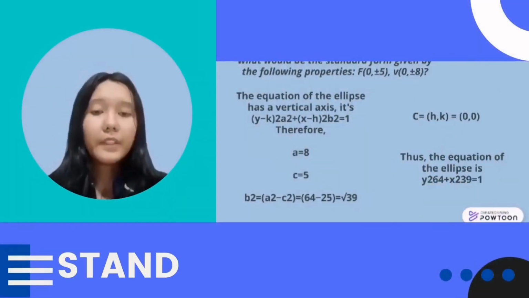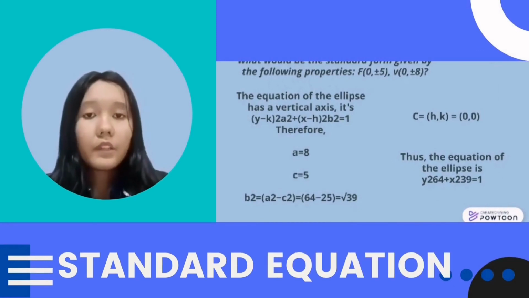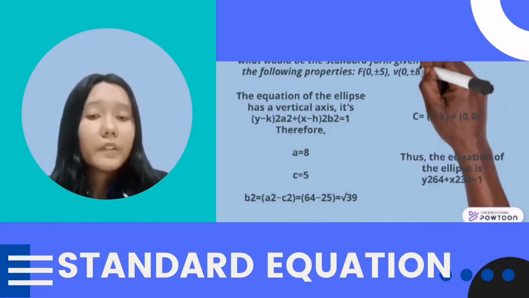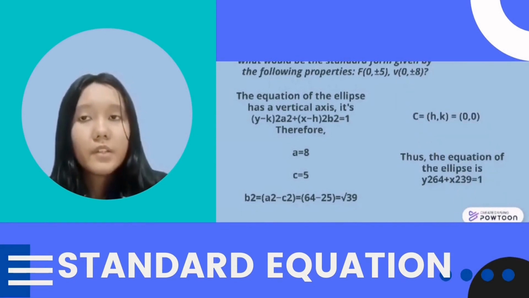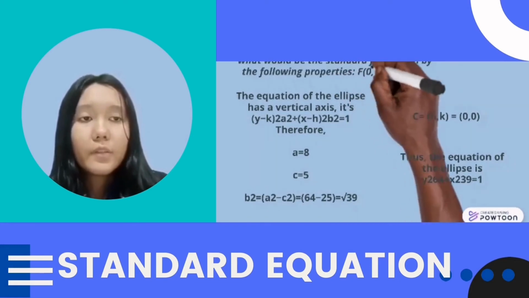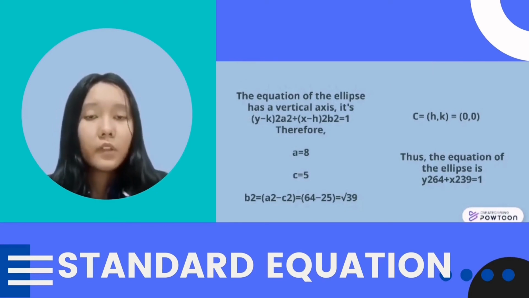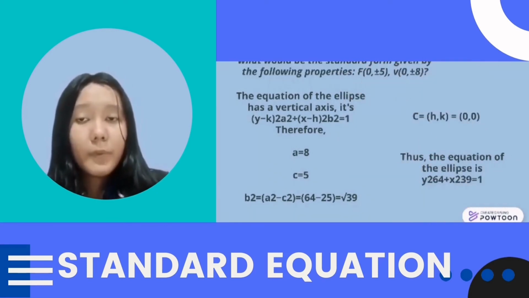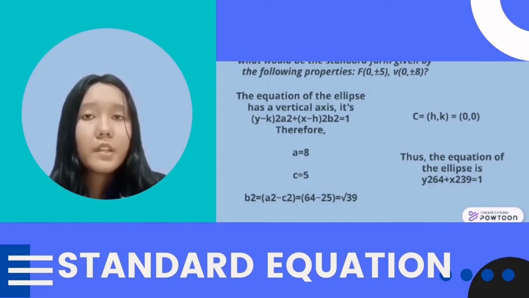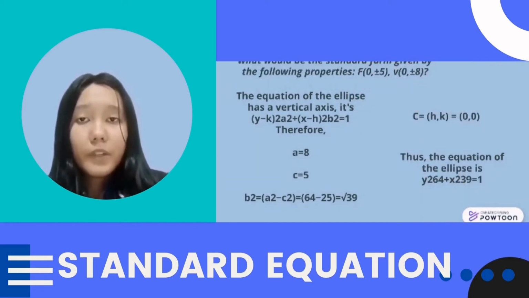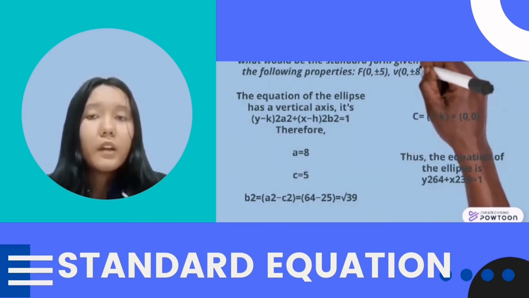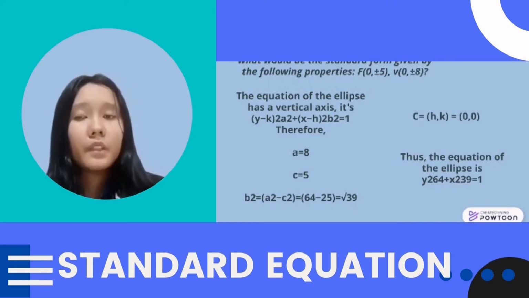Start off by finding the center. The center would be the h and the k, resulting in open parenthesis 0, 0 close parenthesis. Therefore, the vertices would be open parenthesis 0, comma, 8 close parenthesis, and open parenthesis 0, comma, negative 8, and the foci would be open parenthesis 0, comma, 5 close parenthesis, and the other one would be open parenthesis 0, comma, negative 5. That is because they are symmetrical together in the ellipse.